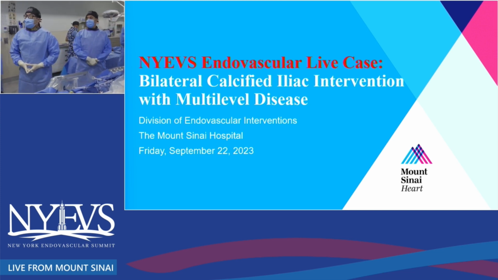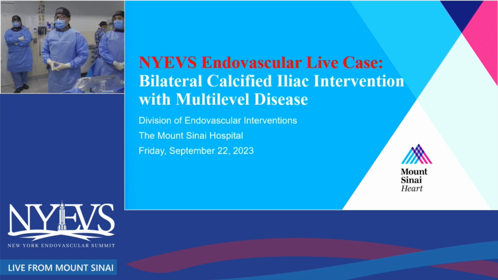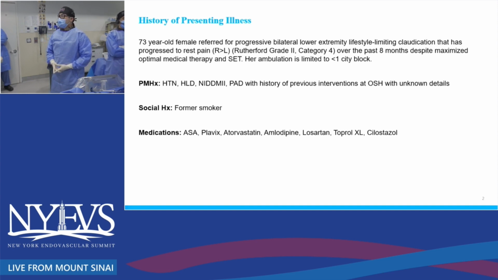So, David. Good afternoon, everyone. We have an iliac intervention case to present today. Next slide, please. This is a 73-year-old female referred for progressive bilateral lower extremity lifestyle-limiting claudication that has progressed to rest pain, right versus left, Rutherford grade 2, category 4, over the past 8 months, despite optimal medical therapy and supervised exercise therapy.